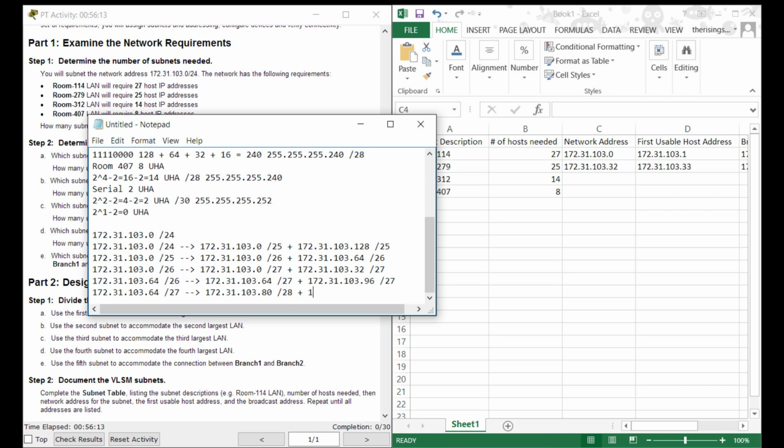172.31.103.64/27 would equal 172.31.103.64/28 and 172.31.103.80/28. Sorry, this is 64. Miscalculated. Once again, all we're doing is just halving. Obviously, I made some mistakes halving, but what you guys are going to want to look out for is the difference between this and this to be equal to the difference between this and this. Otherwise, you probably made a mistake, because keep in mind, all we're doing is just dividing halves. There's not really much else we're doing here.